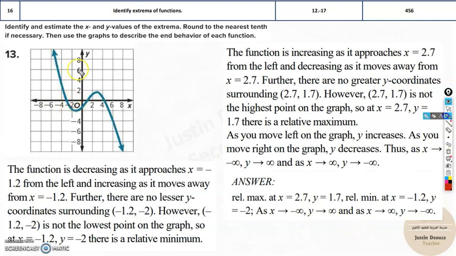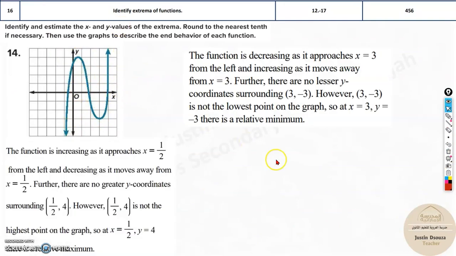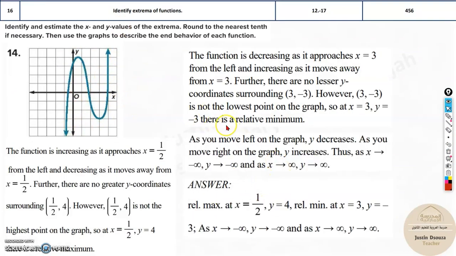And what is happening? As x is going towards minus infinity, the y value is positive infinity, isn't it? So minus infinity, positive infinity. As x is going towards the right side, the positive infinity, the y value is going down towards minus infinity. Those are the answers. Same thing over here, you will have relative maximum and minimum at these two points and the end behavior. You can check the answer by yourself. Please solve it and then check.